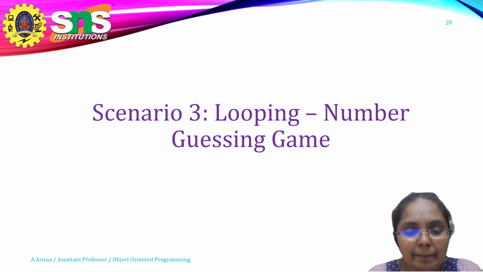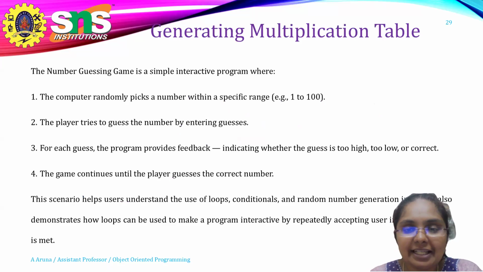So what do we mean by a number guessing game? Something we have to guess, and whether it is correct or wrong would be identified. It is an interactive program. This is a simple application, but it is an interactive program. Here, the computer randomly picks a number in a specific range from 1 to 100. The player tries to guess the number by entering guesses. For each guess, the program provides feedback indicating whether the guess is too high, too low, or correct. So the game continues until the player guesses the correct number.